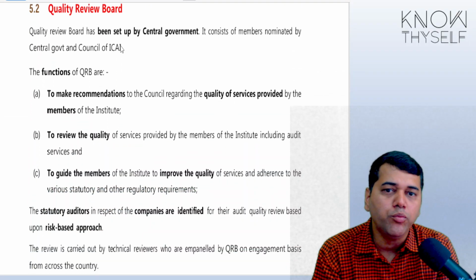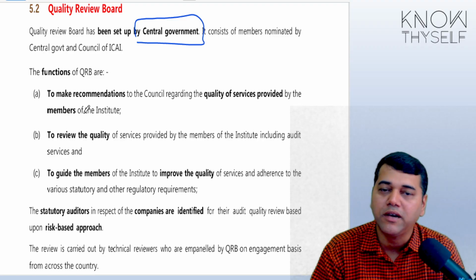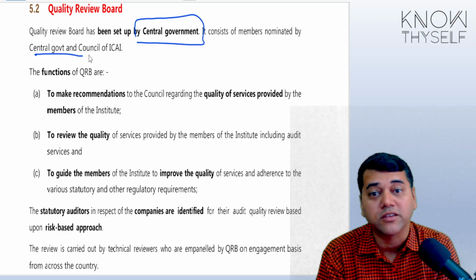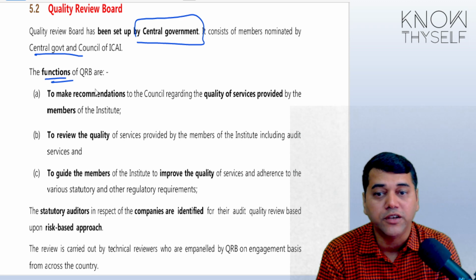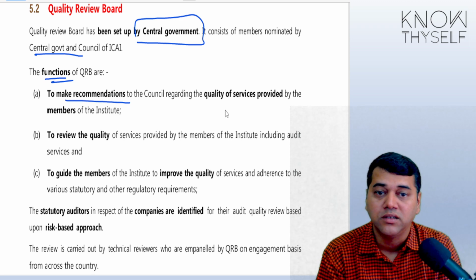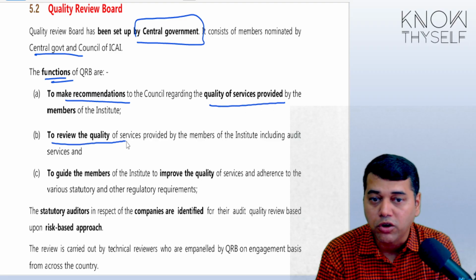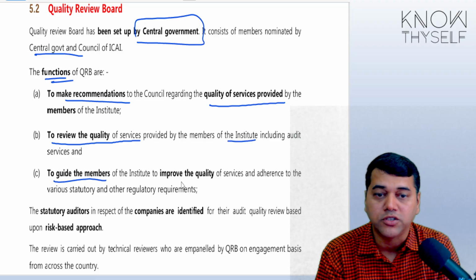Now, the Quality Review Board is set up by the central government. The peer review is by our mother body only, ICAI. Here the members are nominated by the central government and the council of ICAI. Now, what is the function of the Quality Review Board? To make recommendations related to the quality of services provided by the members, to review the quality of services provided by the members of the institute, and to guide the members to improve the quality.